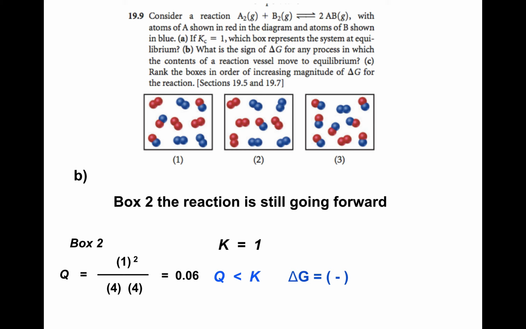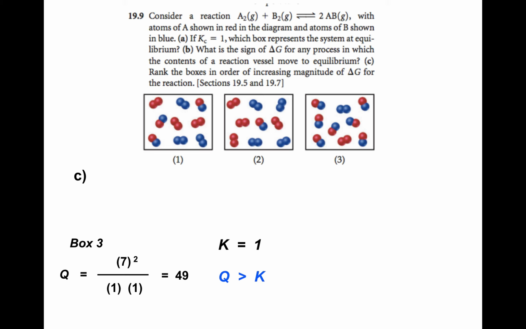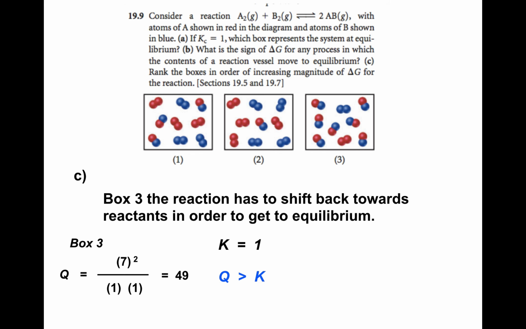If I'm looking at box 3, I've got a K value of 1. I've got a Q value of 49. I'm way past equilibrium here. So I've got to slide backwards in order to go to equilibrium. In order to get past this equilibrium point, I'd have to put energy in to do that. So this represents a positive sign on delta G absolute.